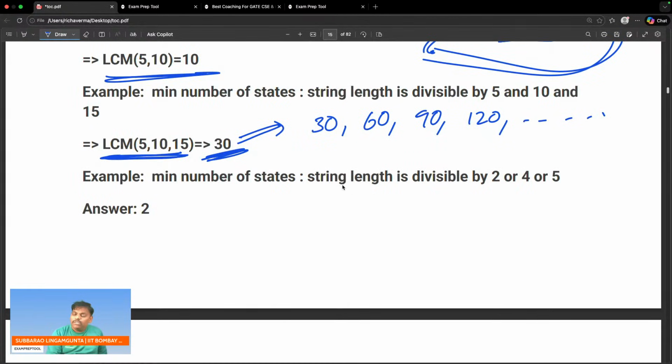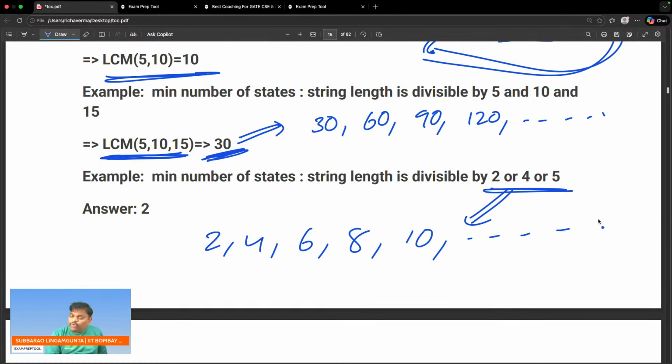Next one: minimum number of states, string length divisible by 2 or 4 or 5. If you observe this series clearly, first 2 is there, next 4, next 6, next 8, next 10. I think 2 difference. With 2 length, one cycle is there. Check.